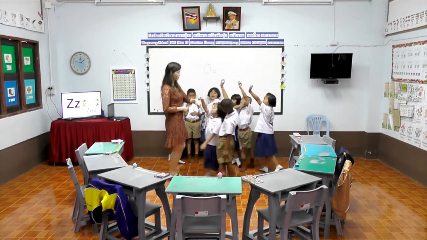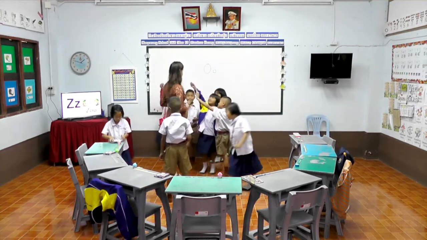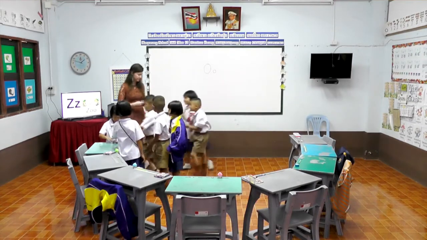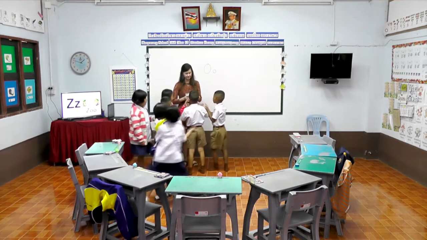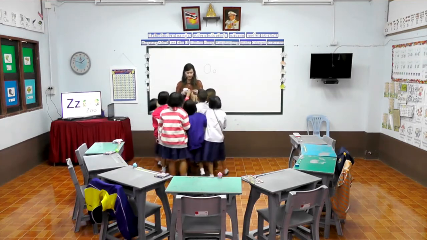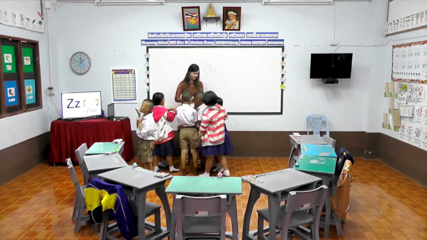Yeah. We have a U. What letter do you have? F. F. What letter is this? F. S. What letter do you have? Y. Good. Put your letters here. Here you go.